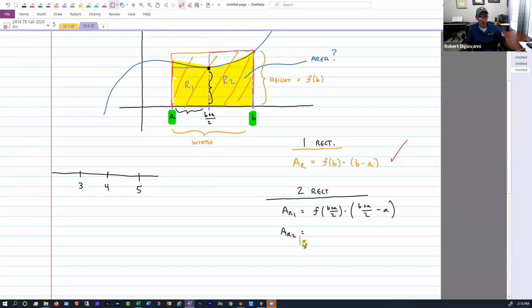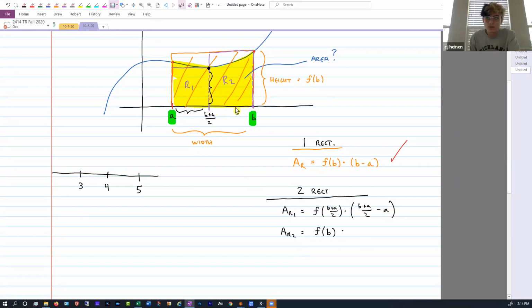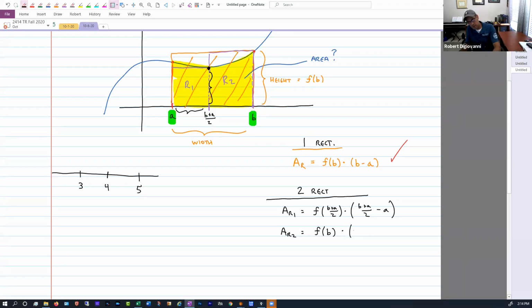So how tall is rectangle 2? B. So F of B, right? The function evaluated at B. How wide is it? It would be the other way around. B minus this one. So B minus B plus A over 2. Now remember, we know the function and we know A and B. So we could go calculate these, couldn't we? Like by hand. But again, this would suck, right? That would be a lot of calculations to do.